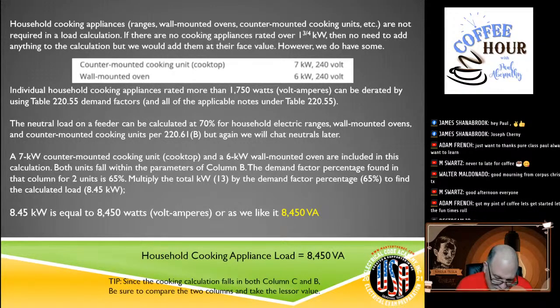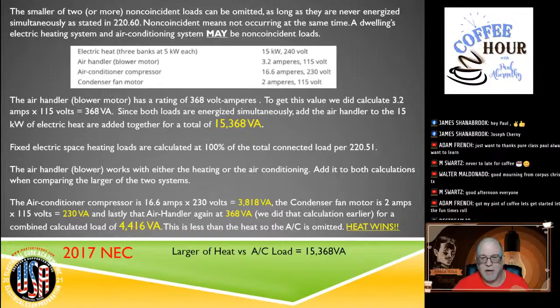Now, I want to compare this to C. If you look at C, it's 11 for two appliances. The demand value, the kW, would be 11. Well, I'm going with the 8,450. It's less. Code allows me to go with that. So I'm going with the less. Okay, so write that down. That's our next value that we're going to carry on.